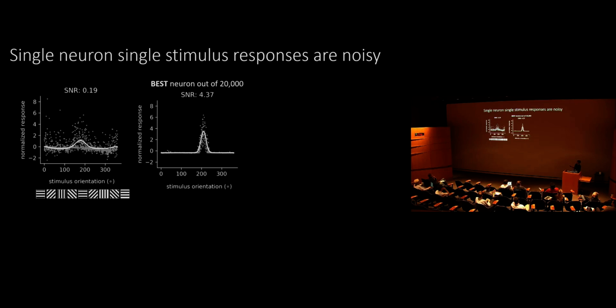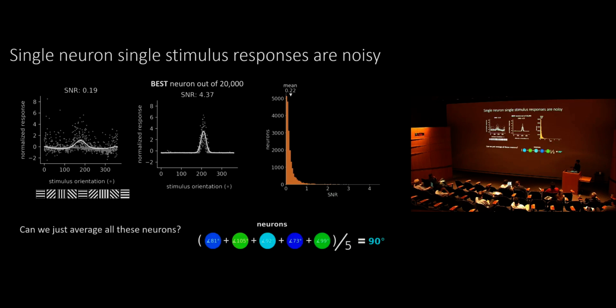So here's the best neuron we found out of 20,000 neurons that we recorded. It has an SNR of 4, but this is not the norm. So on average, the SNR of these neurons is around this neuron, not this neuron. So maybe this is fine for the brain. The brain has a lot of neurons, so maybe it's OK that they're noisy. We can just basically average the neurons. So we have a stimulus that's 90 degrees, and even if there's some noise, we can average these neurons and get the appropriate angle that the mouse is seeing.